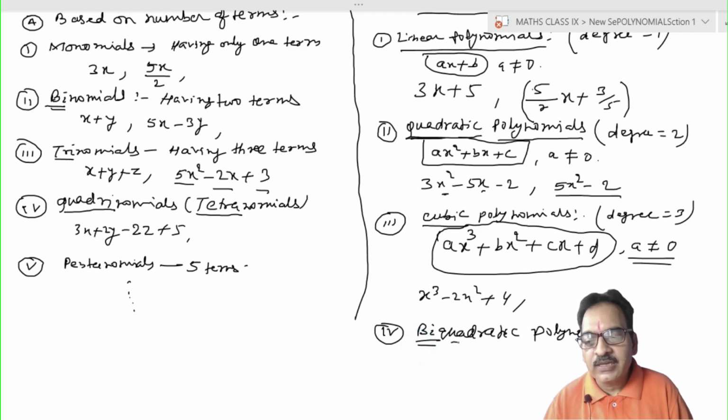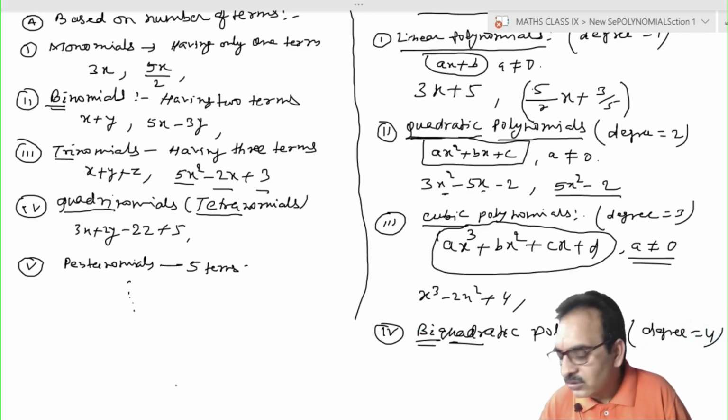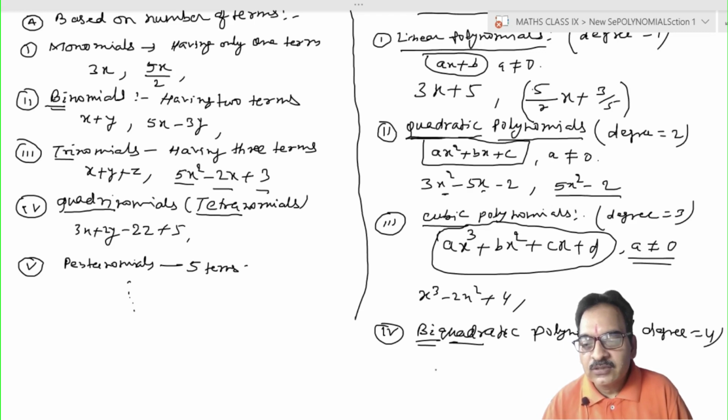Bi means 2, quadratic means 2. So a polynomial whose degree is 4 is called a biquadratic polynomial. So x to the power 4 minus 3x cubed plus 2x squared minus 2x plus 3. So this is a biquadratic polynomial. 1, 2, 3, 4, 5.